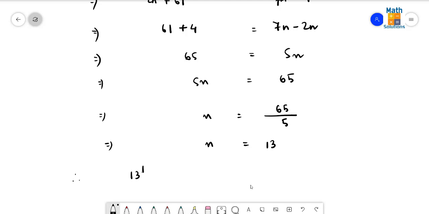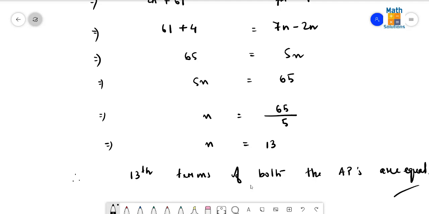Therefore the 13th terms of both the APs are equal. So this is the required answer.